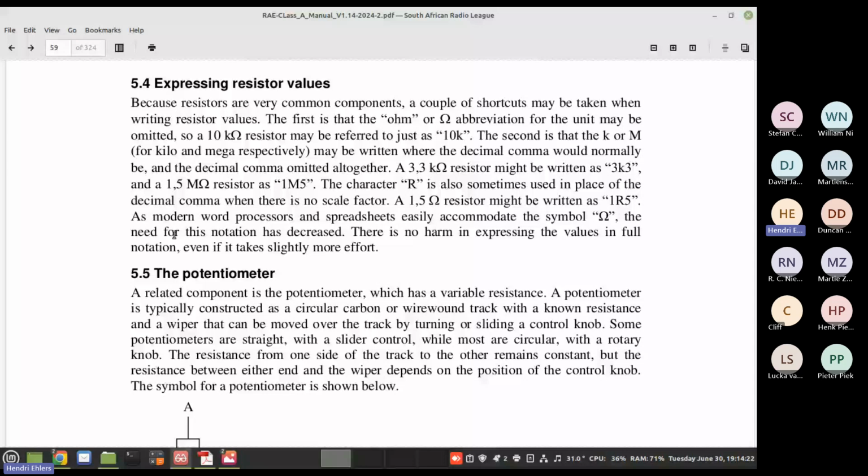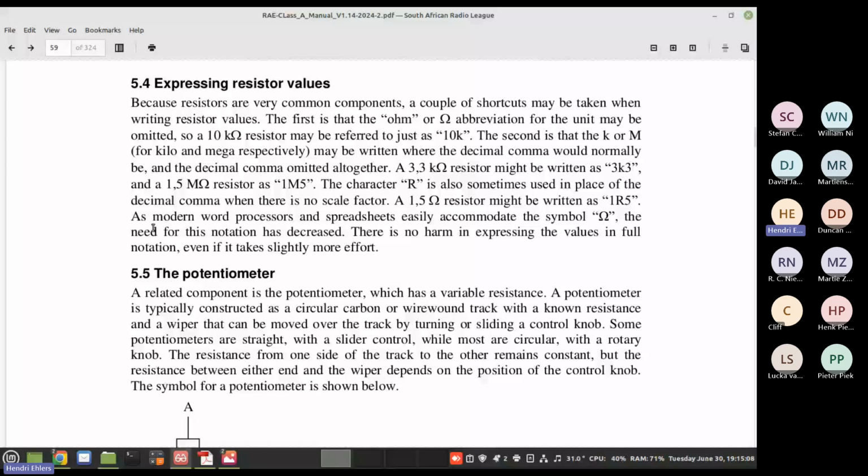Same with 1.5 meg would be a 1M5, which would be a 1.5 mega ohm resistor. But then you run into a problem, because when you get a 2.2 ohm resistor, you've got nothing to shove in there. So in that case, they will use an R. So a 2R2 resistor would be a 2.2 ohm resistor, or a 1R5 resistor would be a 1.5 ohm resistor. And the symbol for resistance is the omega sign.